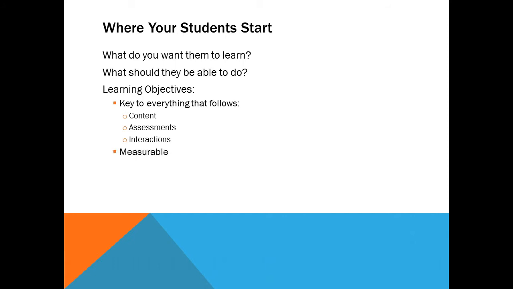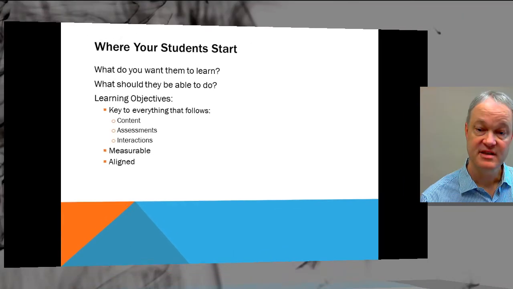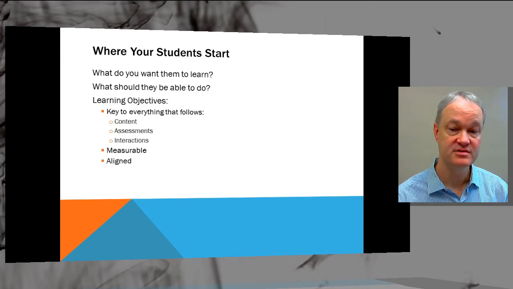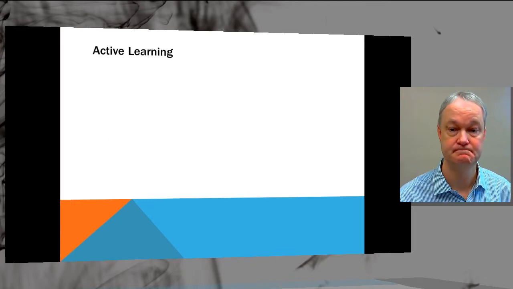And within the Quality Matters framework, you need measurable objectives. And then the content you put in your course and your assessments need to align with your learning objectives. So this just says you want to follow up on your objectives for your course by giving your students content that helps them learn what you wanted them to learn and assessments that measure whether they learned it.